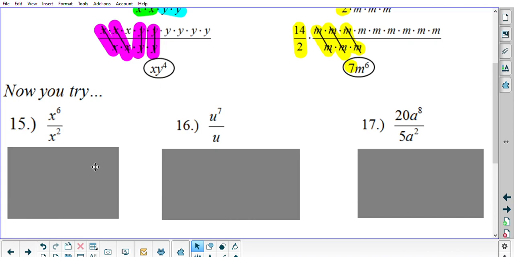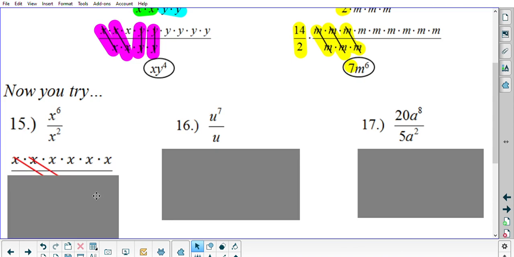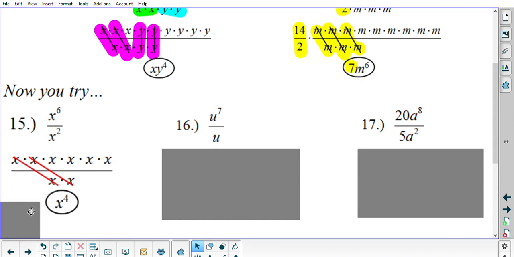Number 15. We can write out x to the 6th. We can write out the meaning of x to the 2nd. We can divide out 2 different pairs of x's from the numerator with the denominator. We have remaining x times x times x times another x, I hope I counted that correctly, in the numerator, and that would be x to the 4th power.